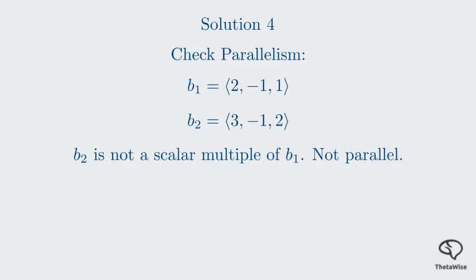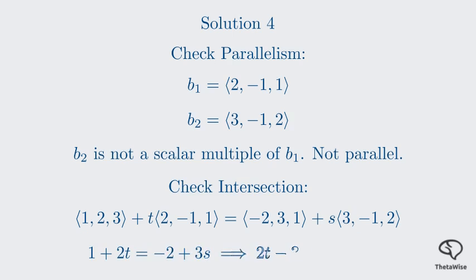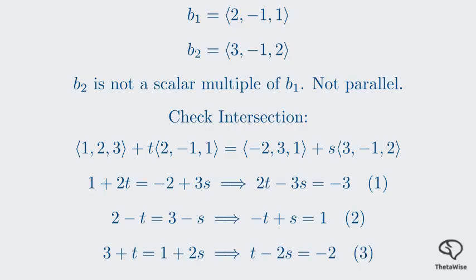Now we check for intersection. We set the line equations equal, using parameters t and s. Equating the two equations gives us this vector equation. This yields a system of three scalar equations. From the x, y, and z components, we get 2t - 3s equals 3, t + s equals 1, and t - 2s equals 2.